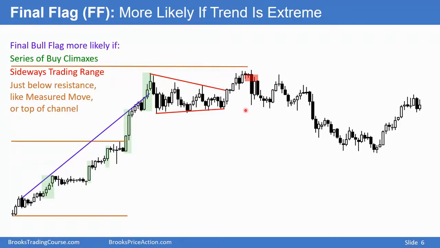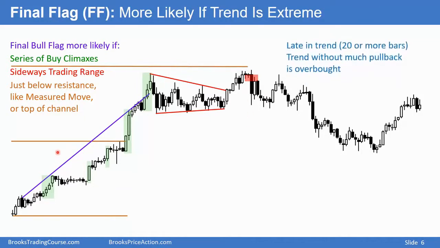Always pay attention to support and resistance. And here we have a rally that's repeatedly trying to get above resistance, and it keeps failing. Late in a trend, 20 or more bars, without much pullback, especially when there is a series of buy climaxes, chances are the trend is going to end and either become a trading range or reverse into an opposite trend.